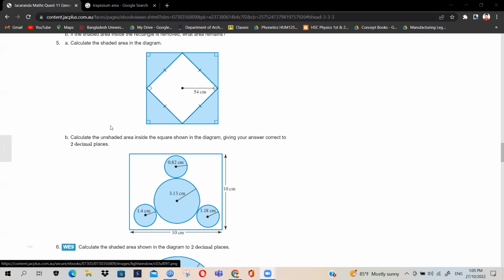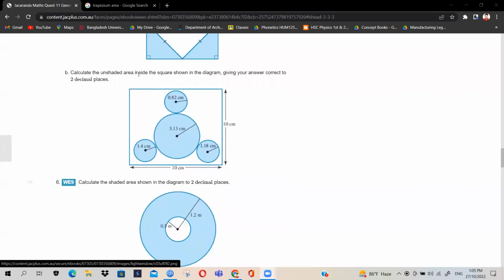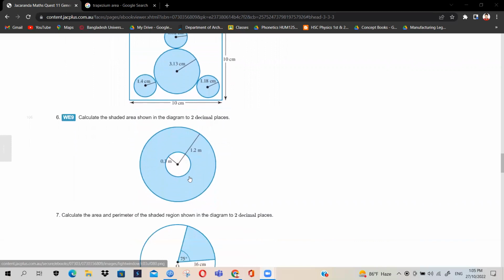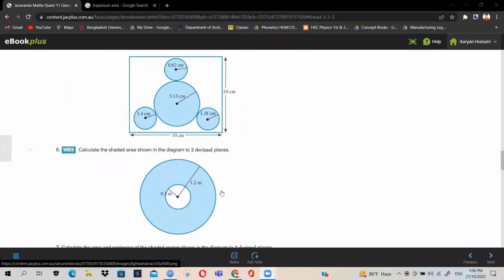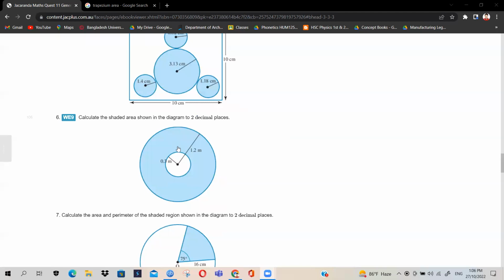So now calculate the unshaded area inside the square shown in the diagram, giving your answer correct to two decimal places. So of the outer square, it will be 10 times 10, and then you will add the area of four circles. What would be the area of four circles? Pi times 0.82 squared plus pi times 3.13 squared plus pi times 1.4 squared plus pi times 1.18 squared. You will add four of them and then subtract it from 10 times 10. Understand? Yes.